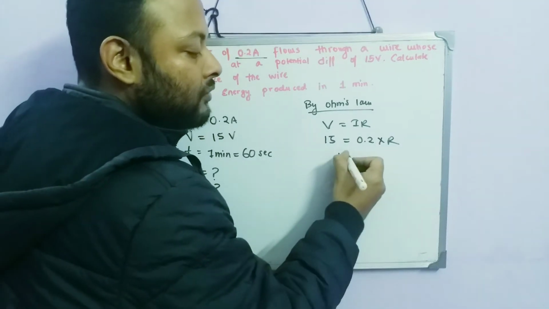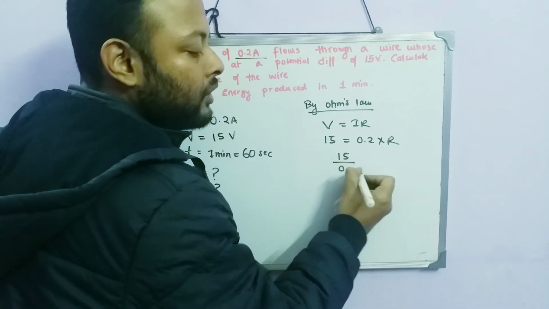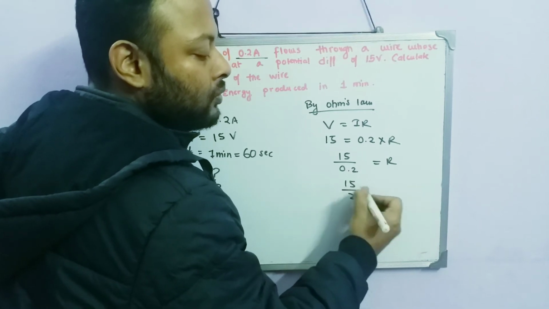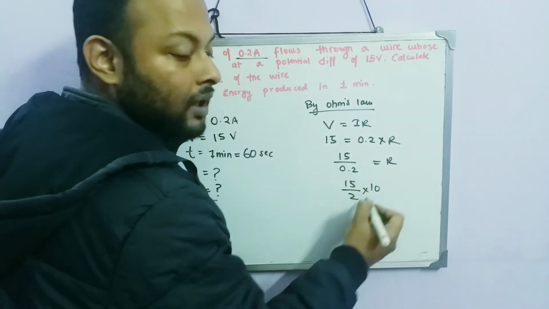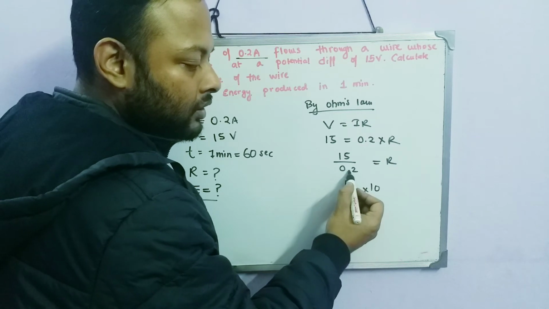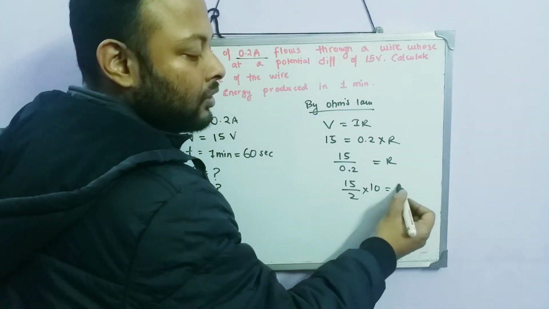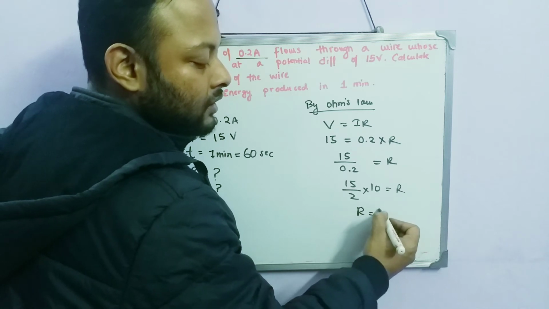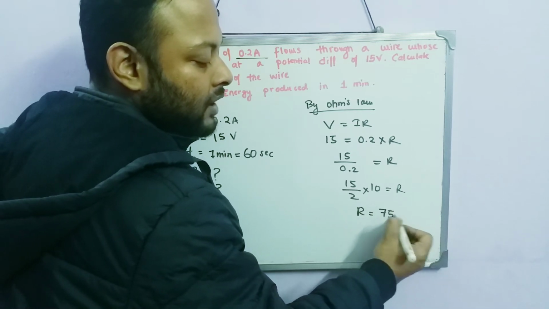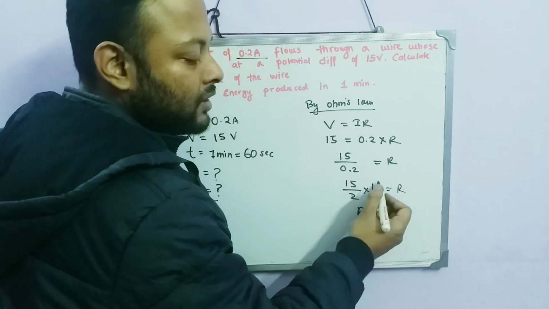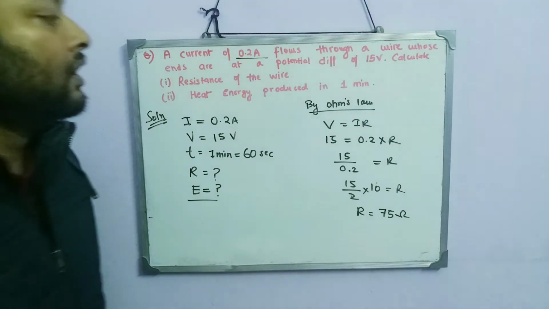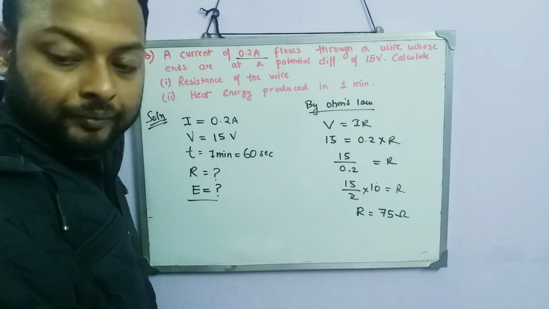V value is given 15, current is given 0.2 and resistance is R. So ultimately 15 divided by 0.2 is equal to R. So 15 by 2, if I remove the point, a 10 comes on the top. I think you know how to remove this point. And if you solve it, you will get the value of resistance as 75 ohm. 2 5s are 10, 5 15s are 75 ohm. So that is the resistance of the wire.